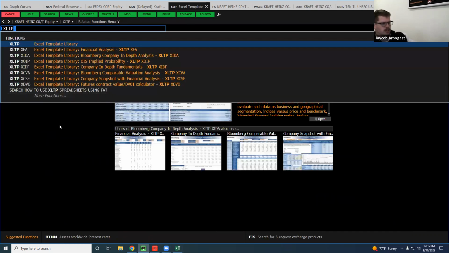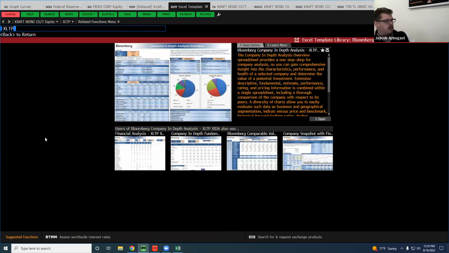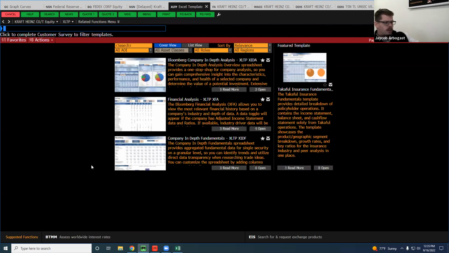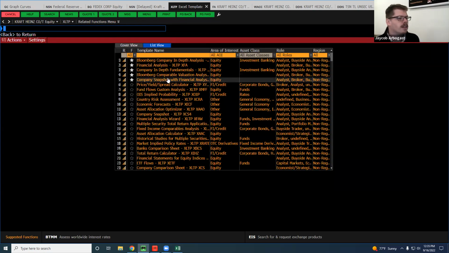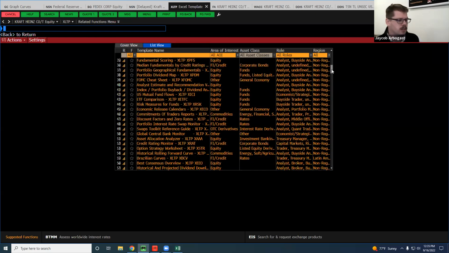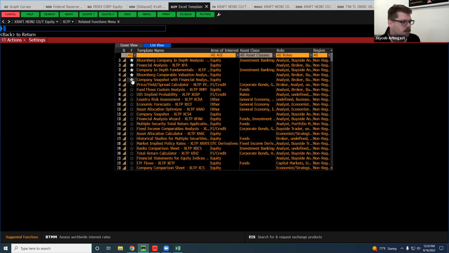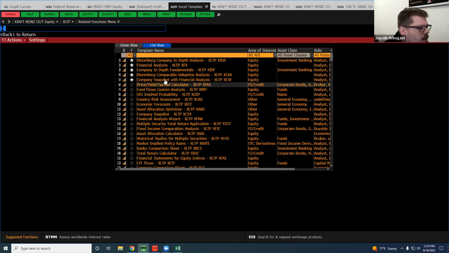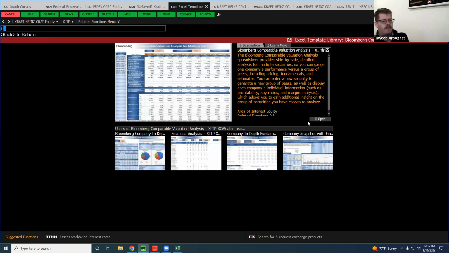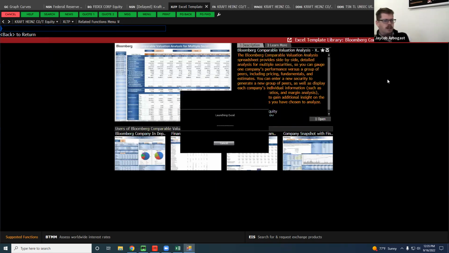There's another thing we can use on the Excel library. Financial analysis. I want a DCF. So let's go list view. And then these are all of the Excel files that you can download with all kinds of different things built in. I starred the ones that I like, I think, or maybe they came starred that way. Comparable valuation, yeah, let's do that. We'll compare Kraft and Tyson.